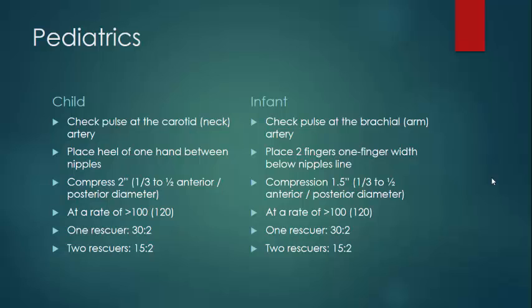One rescuer pediatric CPR, we're going to do 30 to 2, but since they're more compact, if we have 2 rescuers, one person at the head with a pocket mask or a bag mask, and the other person on the chest, we can do a 15 to 2 ratio.